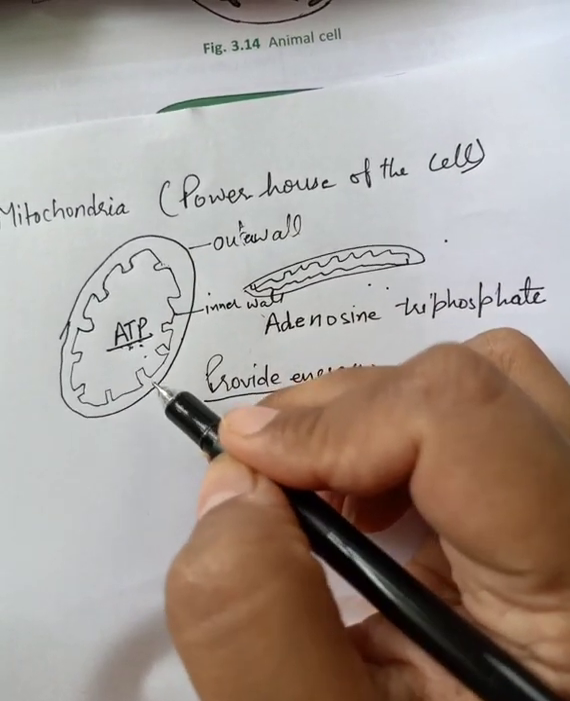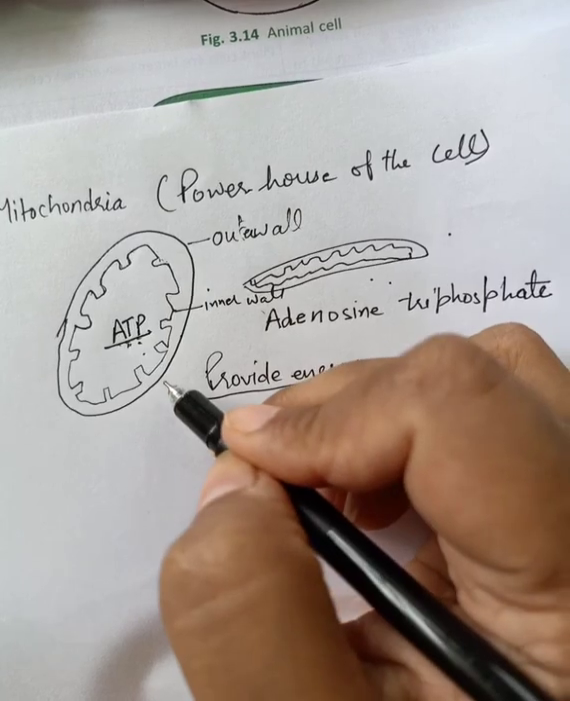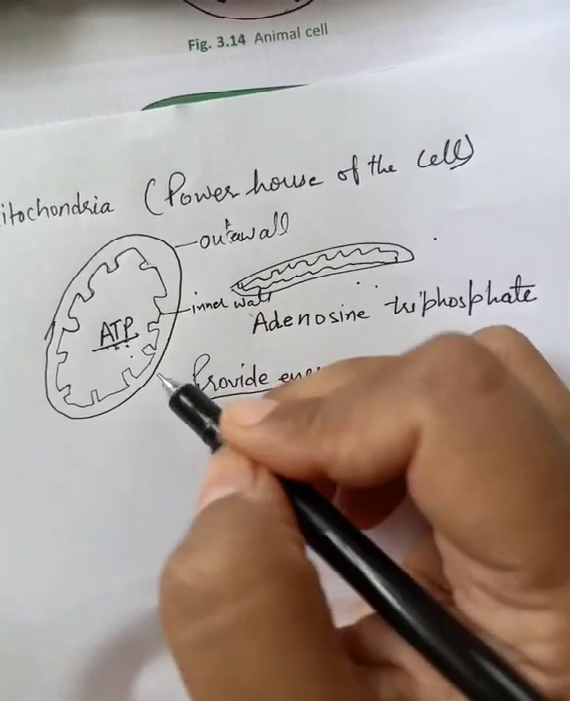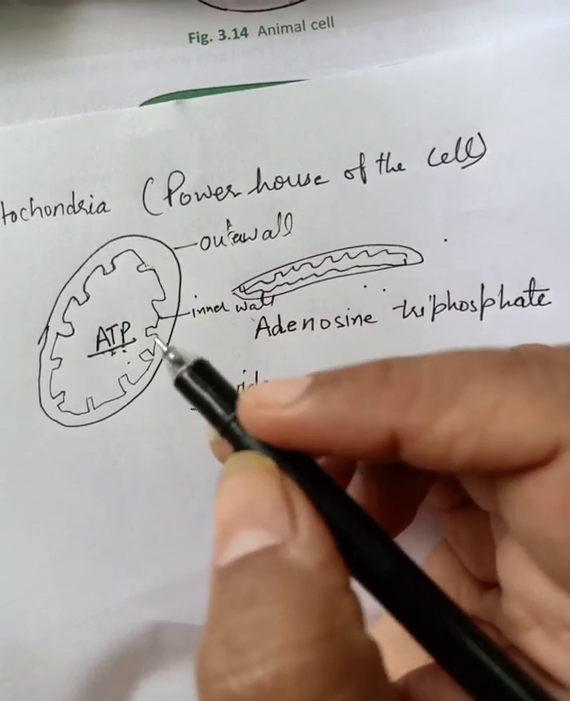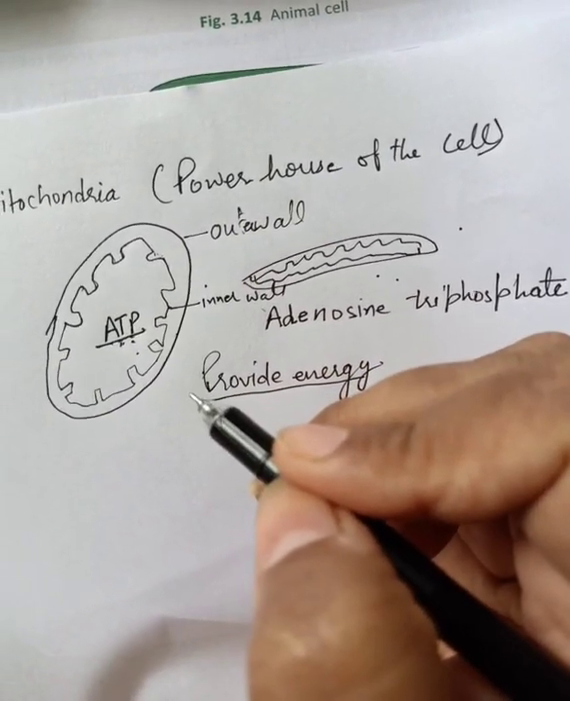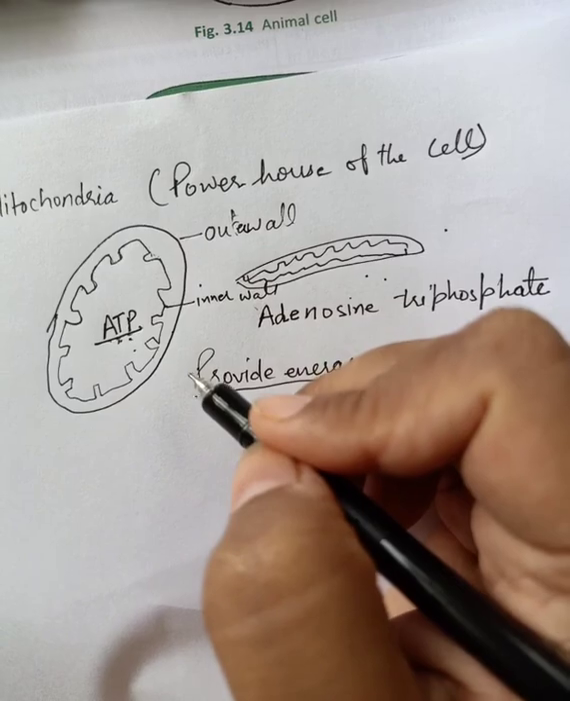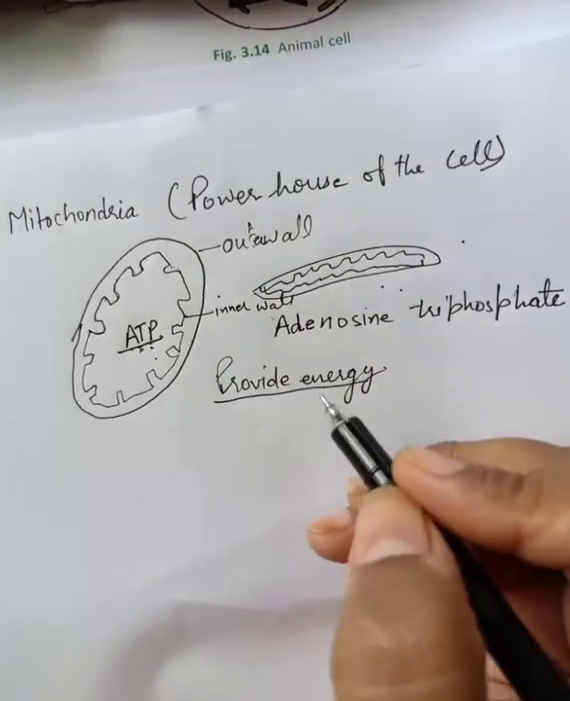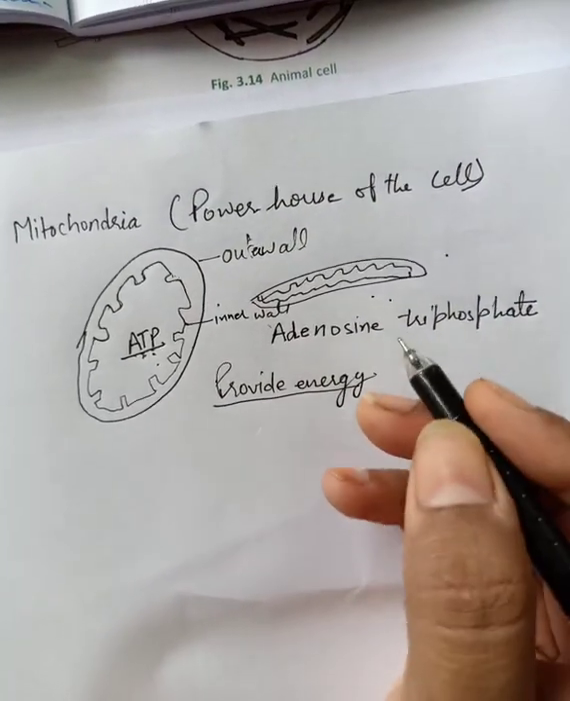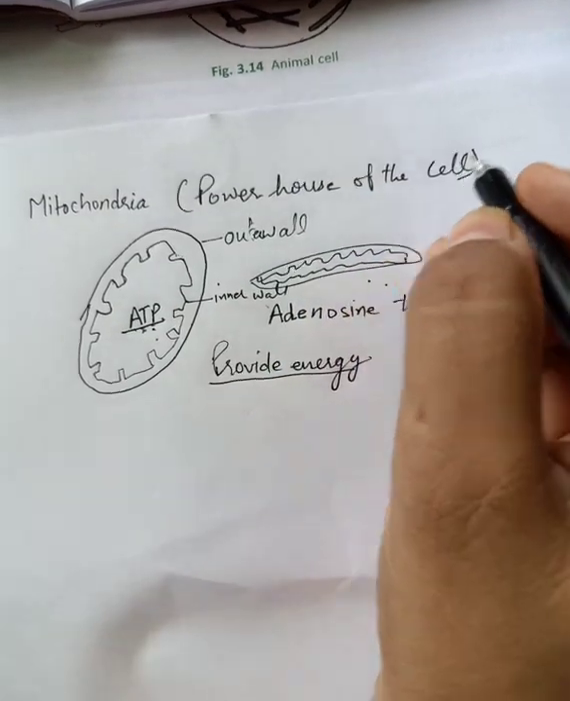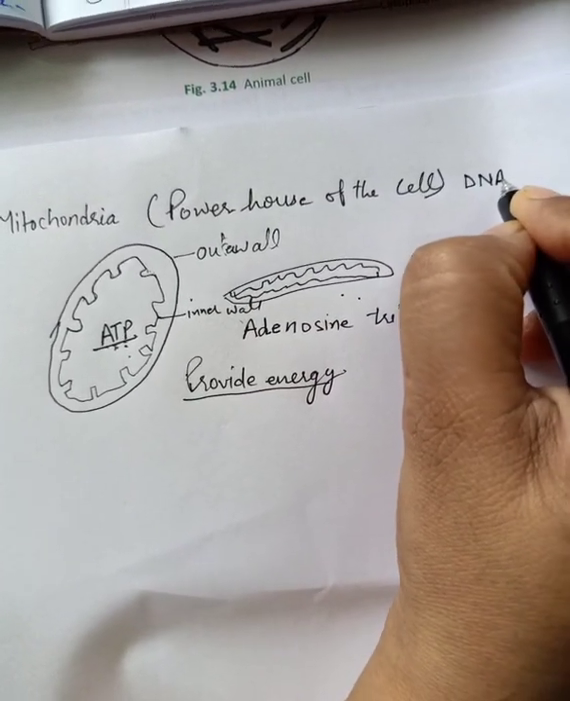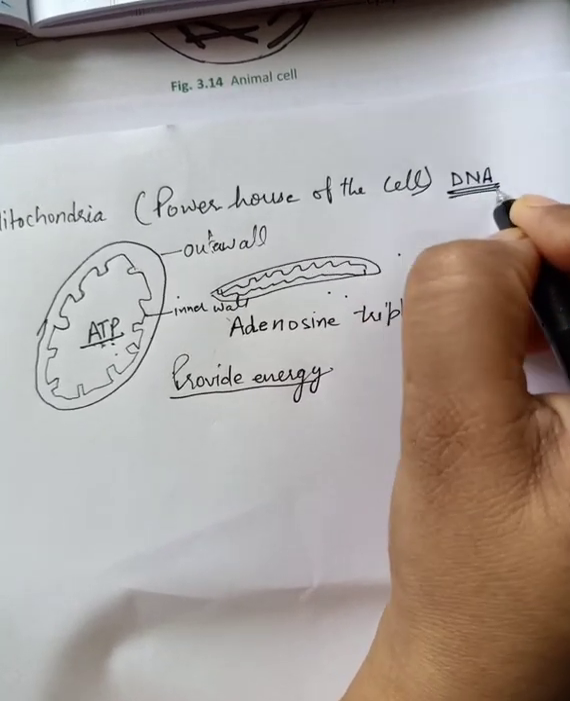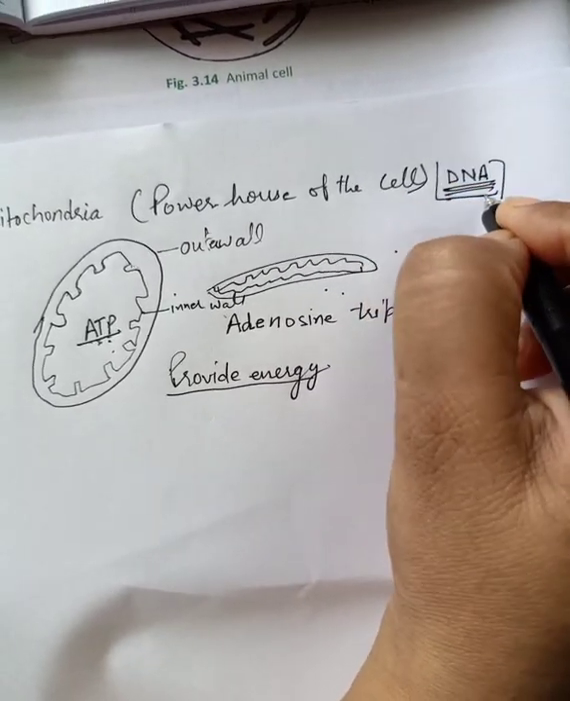Mitochondria is responsible for the production of ATP. It stores ATP, and that ATP is used by the cell for various metabolic functions that occur inside the cell. So that is why mitochondria is also called the powerhouse of the cell. Most important thing, it contains its own DNA which can replicate. That I will explain later.